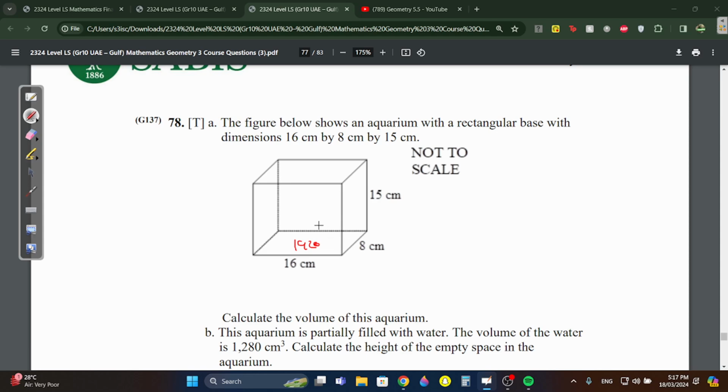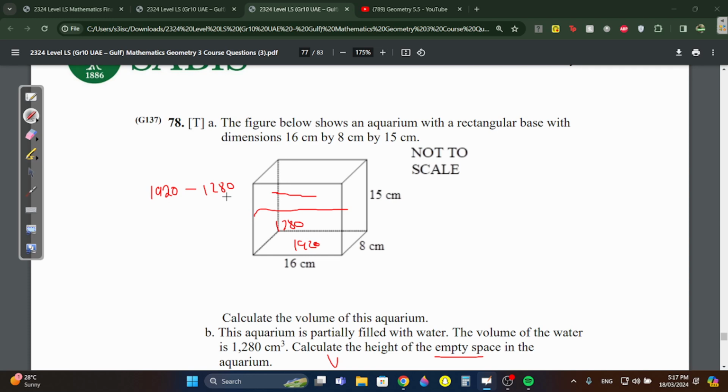First thing, they want the height of the empty space. First thing, we have to know the volume of the empty space. How do we find it? If the water is filled up until here and the total volume is 1920 and this only here is 1280, how would I find out this empty space? I subtract 1920 minus 1280 and you get, I think, 540.